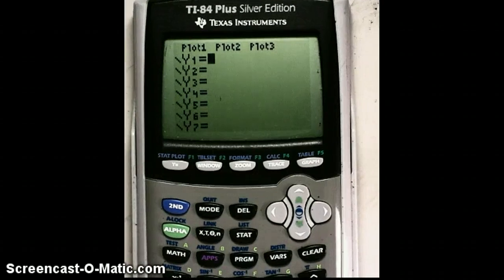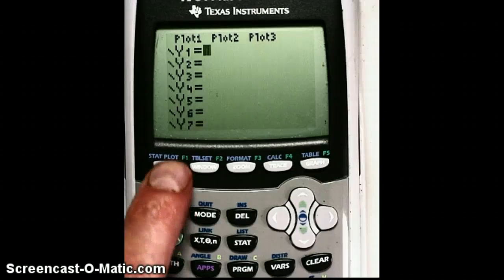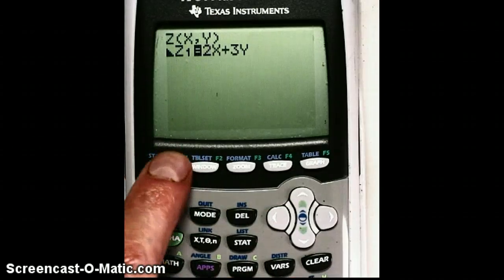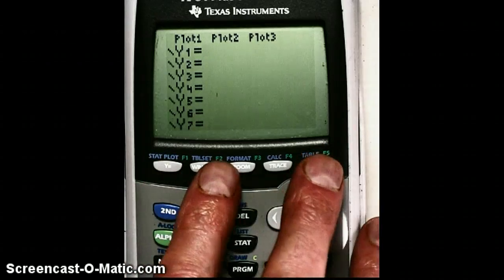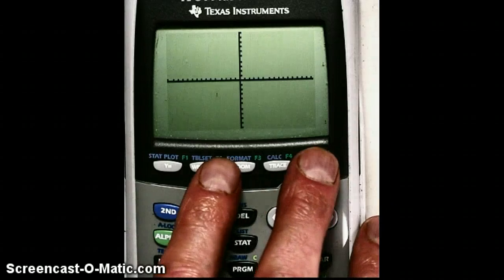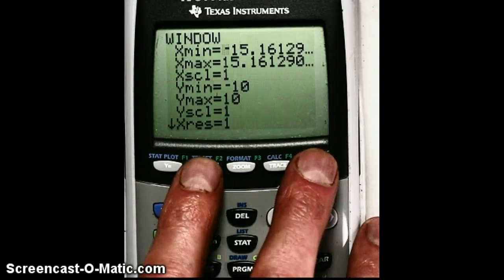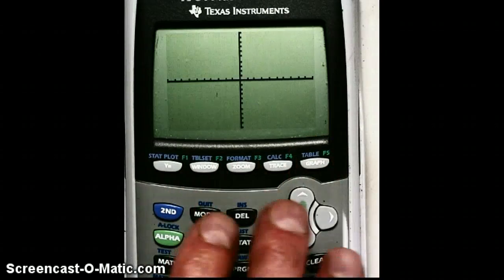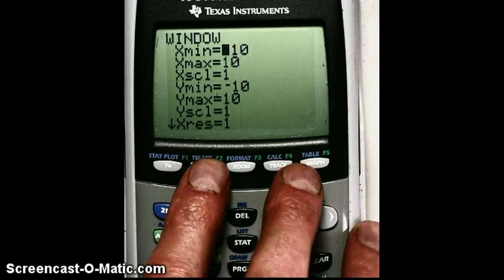As I zoom in here, remember this is your equation editor, and so there you go. Then we also want to talk about our window. So I'm going to hit the graph key. That should be our 10, 10, 10. No, that's not that window. So I'm going to hit zoom standard. Maybe I ought to redo this video. I don't know. So here's my window. There's my 10, 10, 10 screen.